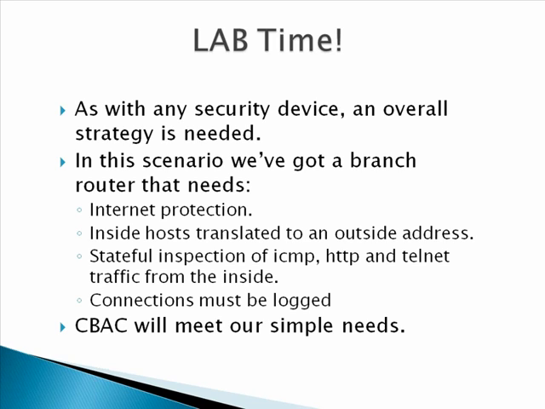So in this scenario, and it's going to be real simple because it's not an enterprise network, it's just a lab demo for a webinar, we have a branch router that is going to need protection from the big bad internet, all of the people from the outside. We're going to need our inside host translated to an outside address. We're going to want to statefully inspect ICMP, HTTP, and Telnet from the inside to the outside. And because of compliance, all of our connections need to be logged. So like it says at the bottom, in a class, I would quiz people and say, what are we going to use? We're going to use CBAC because we have very simple needs for this. It's not complex.